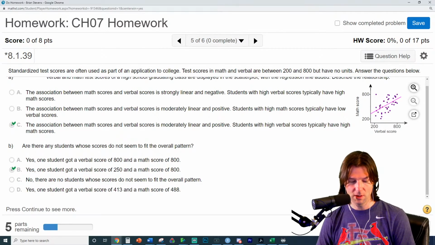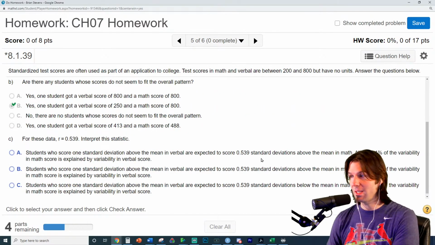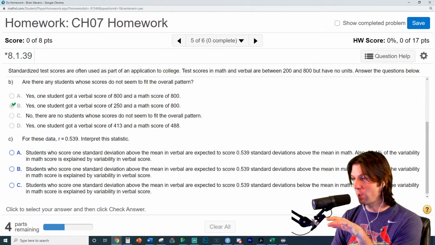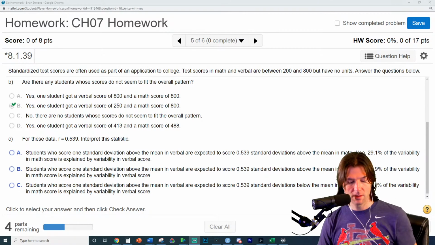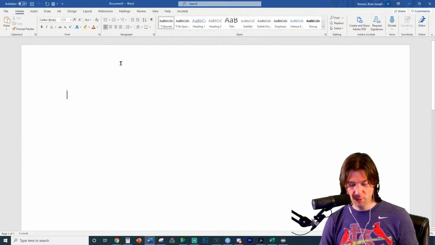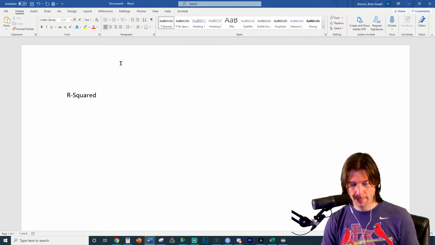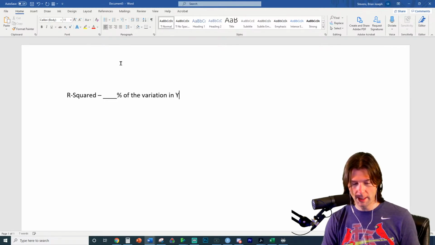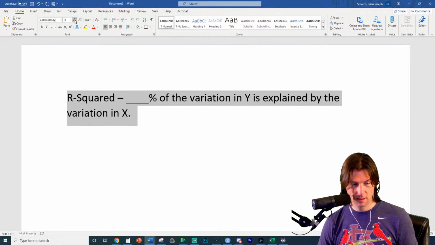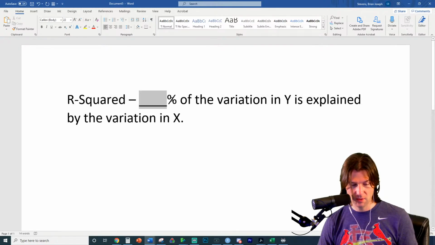And next, I'm going to use the enter trick. Oh, it's not working today. And so for the data, the correlation is this. Now, this is where we need to pause, because with correlation, we can get R squared. And R squared, let's review. R squared is blank percent. So R squared is equal to blank percent of the variation in Y is explained by the variation in X.